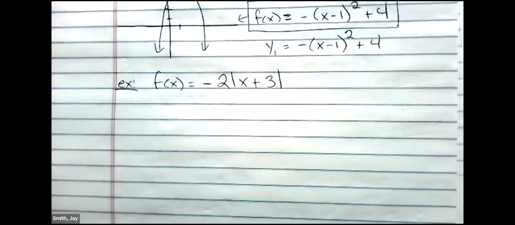All right, so if we're given the function f of x, which is equal to negative 2 times the absolute value of x plus 3.